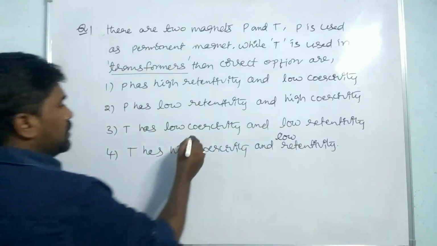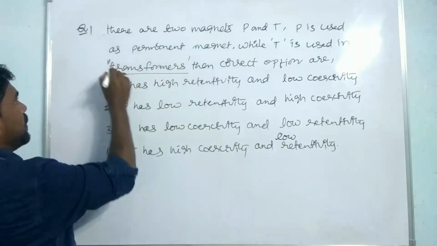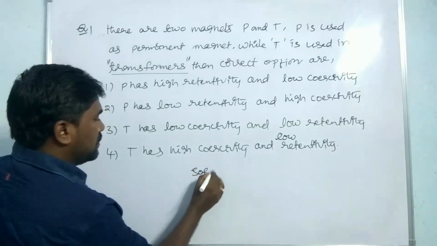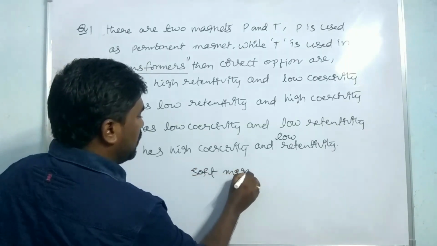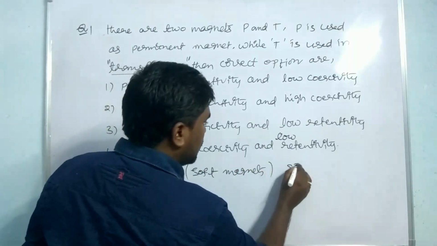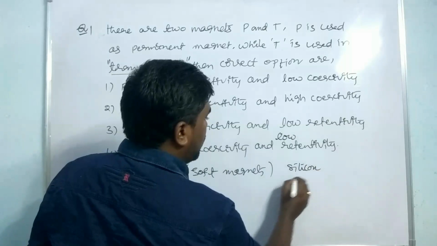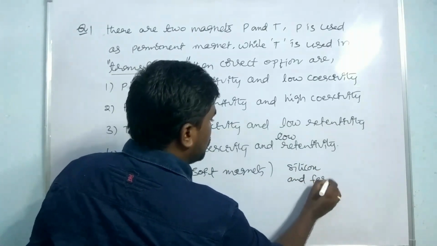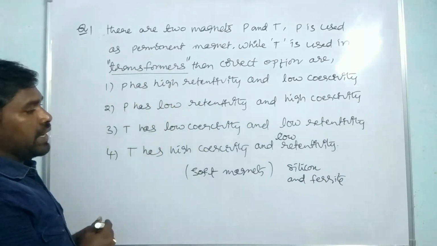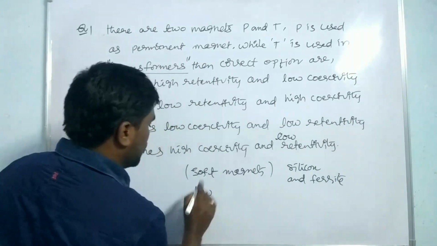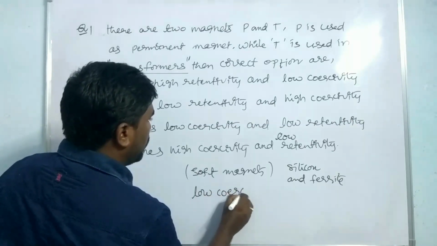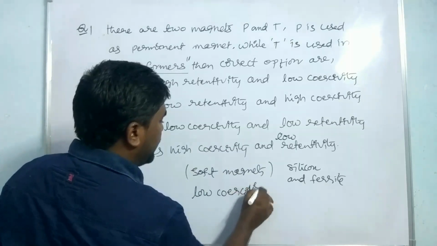Let us see. In transformers, the magnets which are used are soft magnets. Soft magnets, that is silicon and ferrite, are used in transformers, which have low coercivity. For soft magnets, it means low coercivity, and also low retentivity.